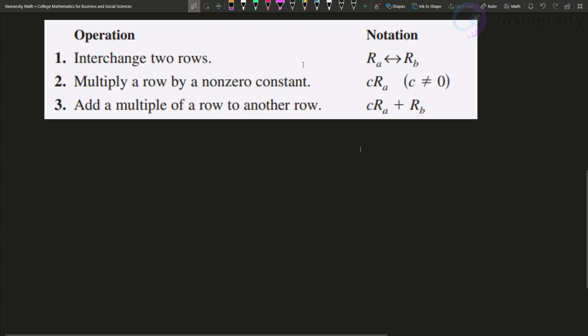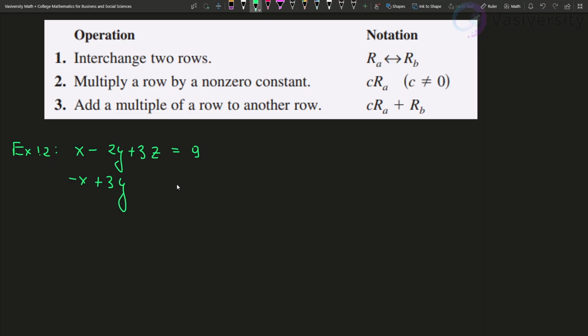Example 2. We're going to have x minus 2y plus 3z is equal to 9, and then we're going to have negative x plus 3y is equal to negative 4. And we have 2x minus 5y plus 5z is equal to 17.